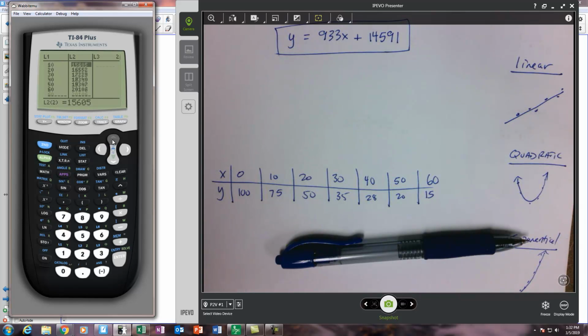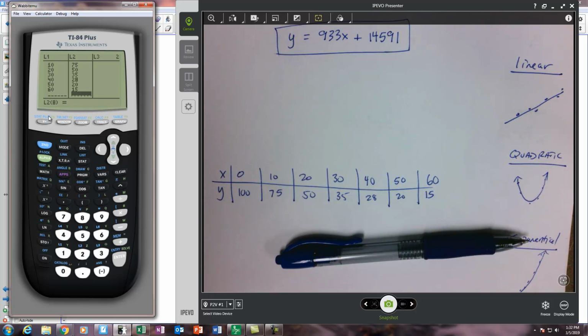Okay, and then I'm going to come back up, and it's going to be 100, 75, 50, 35, 28, 20, and 15. So I'm just taking that next data set. I'm going to go ahead and look at this. I don't know what type it is yet, but I do want to change my window.